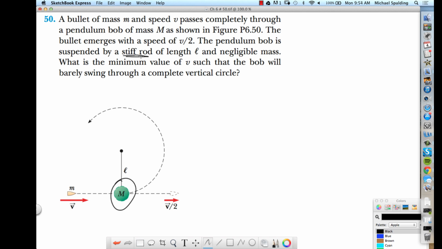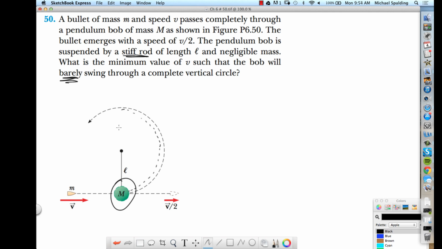Now, does it matter if the rod is stiff? It does, because look, if this were like a rope, what would happen as it started to go up? The rope would get what? Slack, right? So it's like it's attached like a stick. This rod here that connects to M is stiff. So as a result of the collision, big M goes up, up, up, up. It's not going to fall because it's on a stiff rod. It goes up, up, up, and it barely. So the problem tells us that the big M barely makes it through this swing.